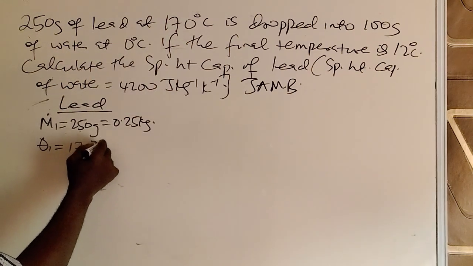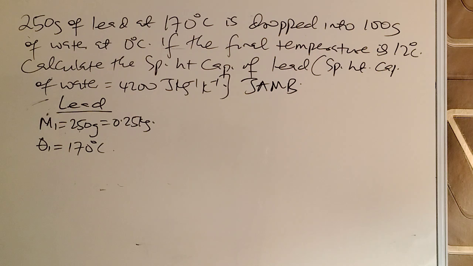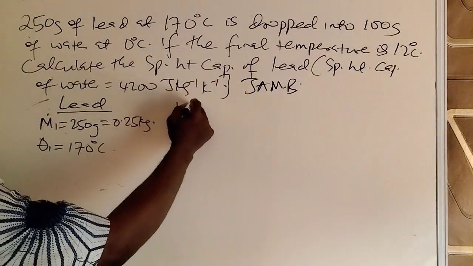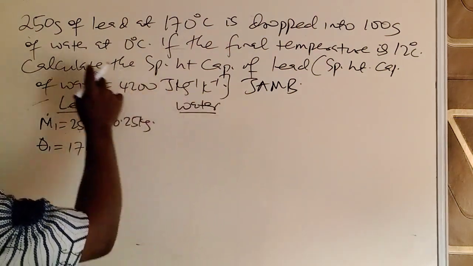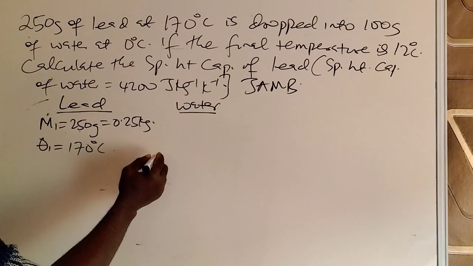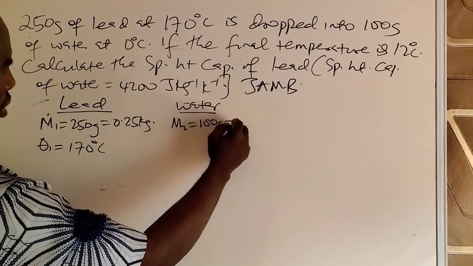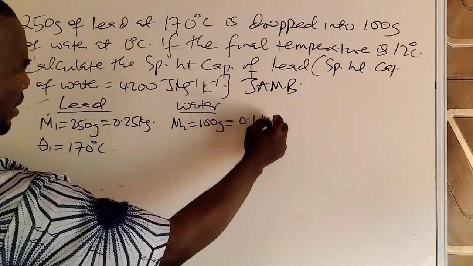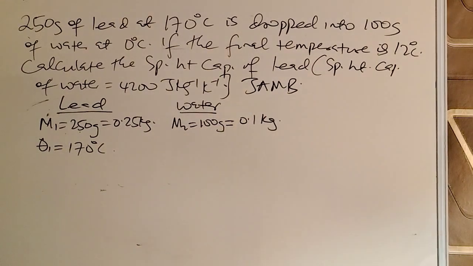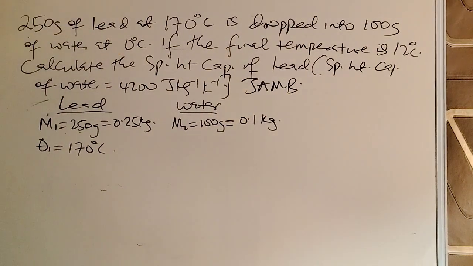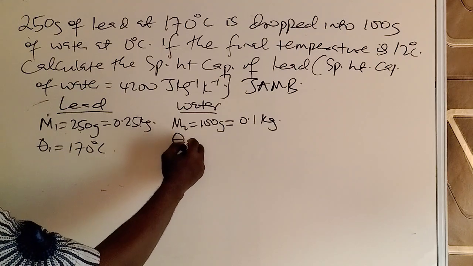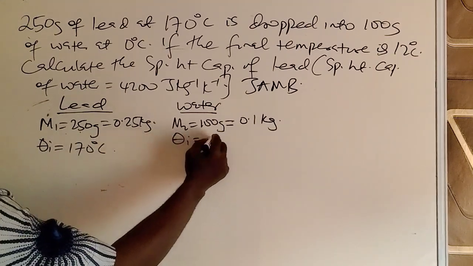Let's call it theta1. It is dropped into water. We'll now move to this side. Water: the mass of the water is 100 grams. So M2 is 100 grams. Convert to kg, 0.1 kg, that is 100 divided by 1,000. So the initial temperature of the water, they call it theta I, is 0 degrees Celsius.